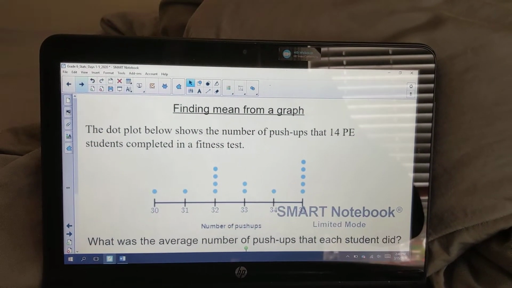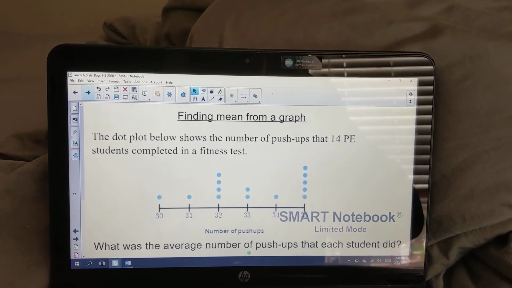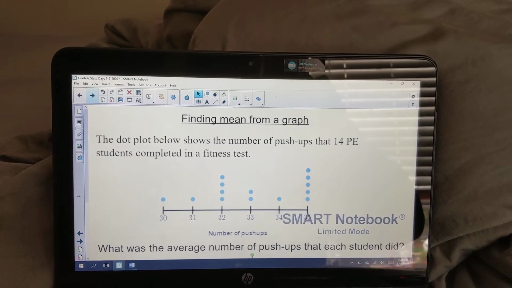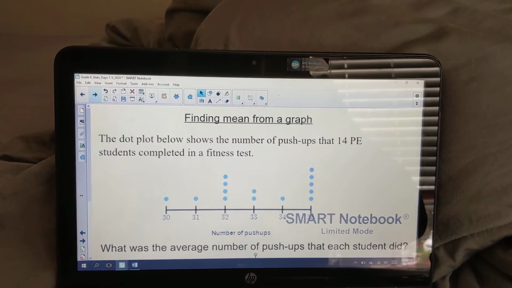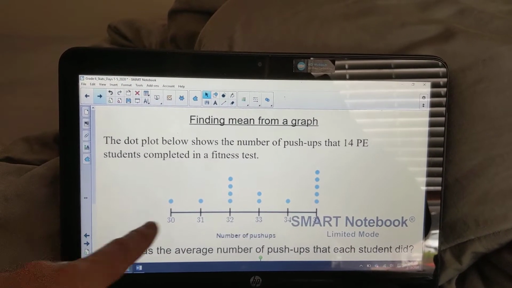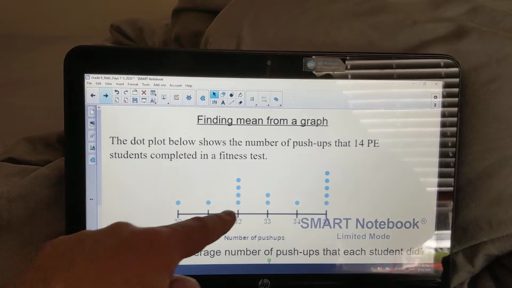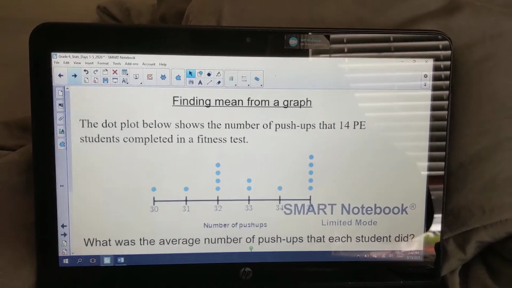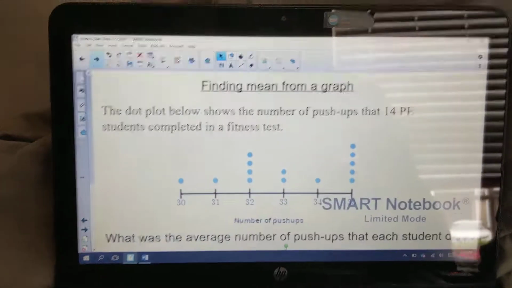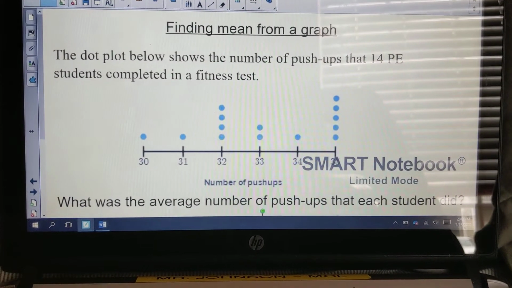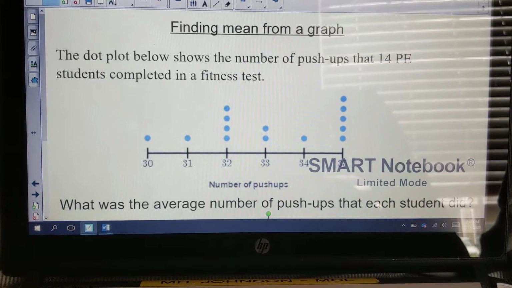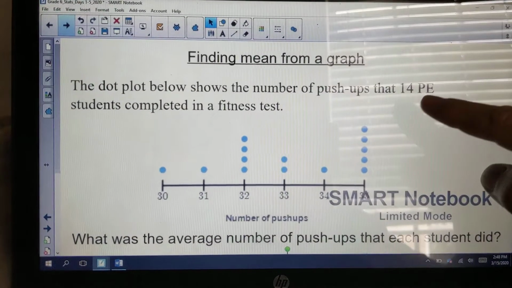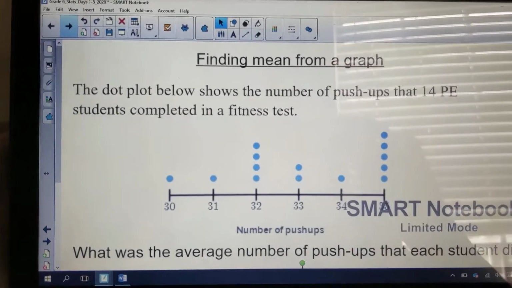Okay, so this is a little bit different, but we have the same idea. This shows 14 students and the number of push-ups that they did. Looking at this graph, we see that one student did 30 push-ups, one did 31 push-ups, a number of students did 32 push-ups, a number of students did 35 push-ups. So if we're looking for the average here, we still need to find the sum of all of those data values, and in this case we're going to divide by 14 because this represents 14 student scores.